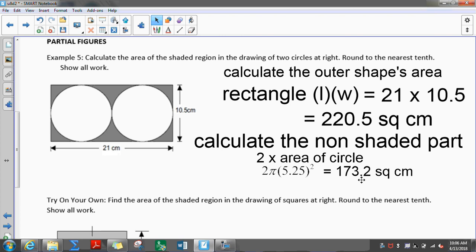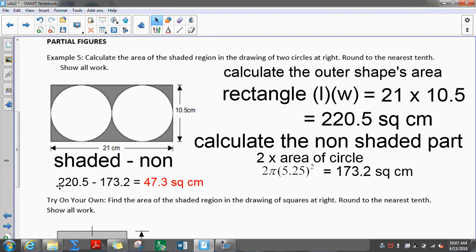Okay, so now that I know what the total area was and what the area of the non-shaded part is, I can use that to find the area of the shaded part. So what I do is take the total, the rectangle, and subtract the non-shaded part. 220.5 minus 173.2 gives me 47.3 square centimeters. That is the area of the shaded part. So these little corners around the circles, that's the area it takes up.